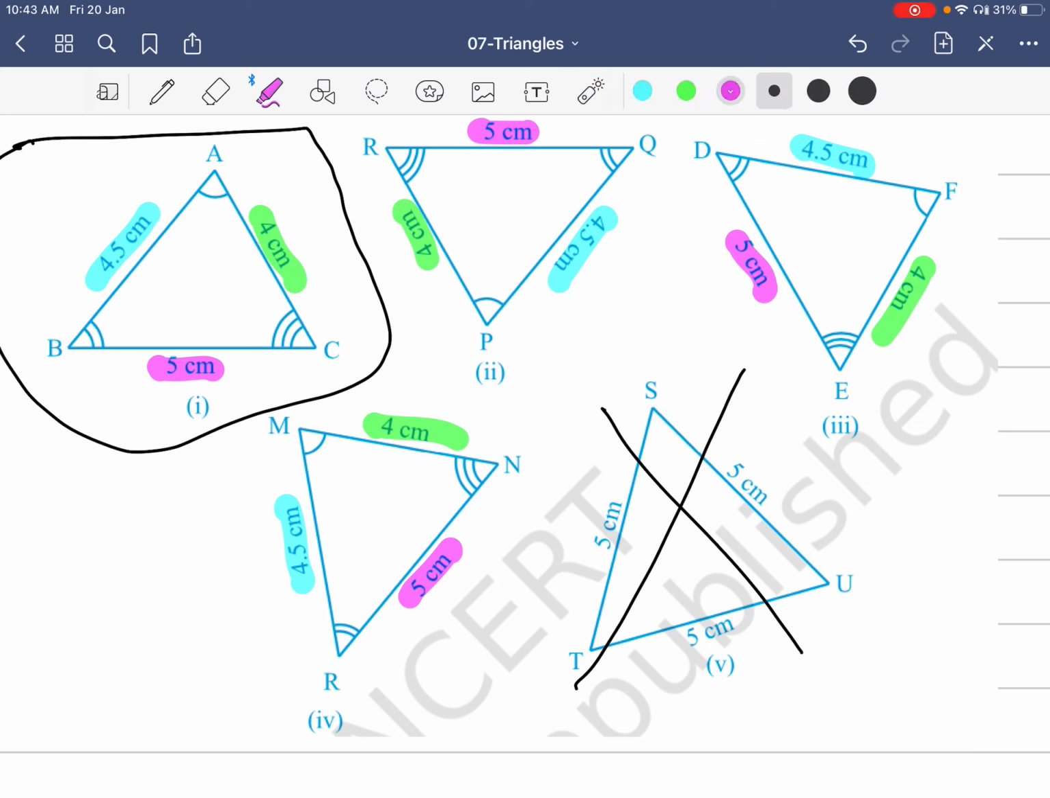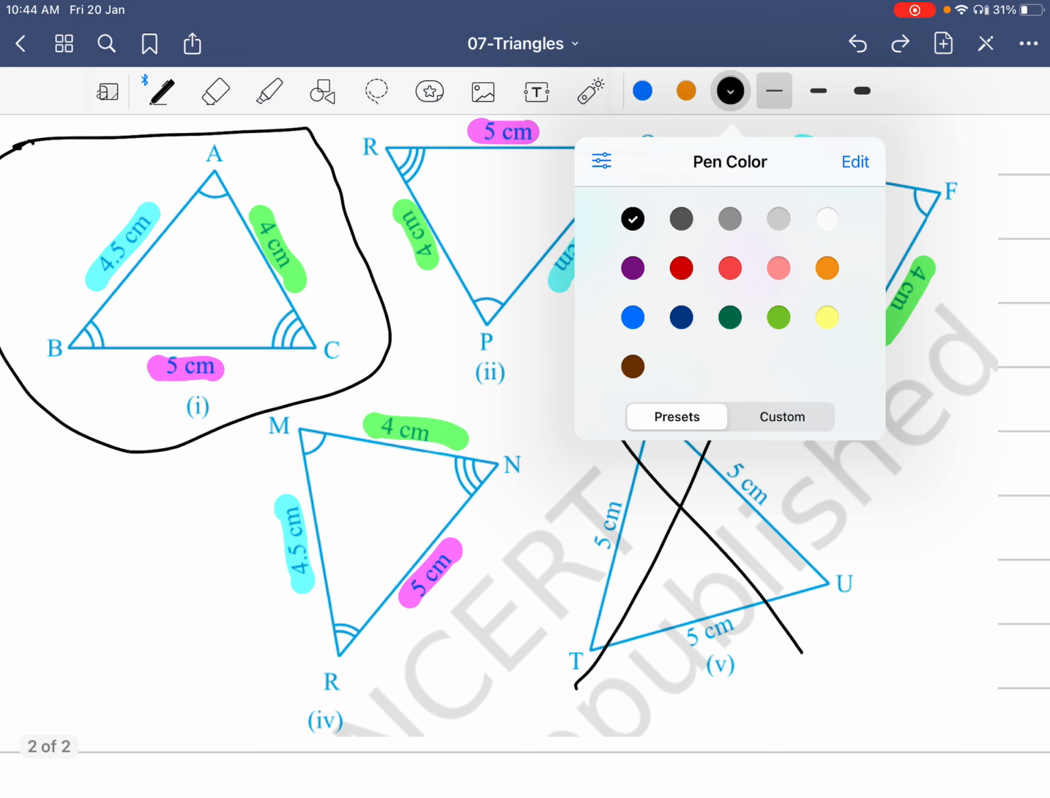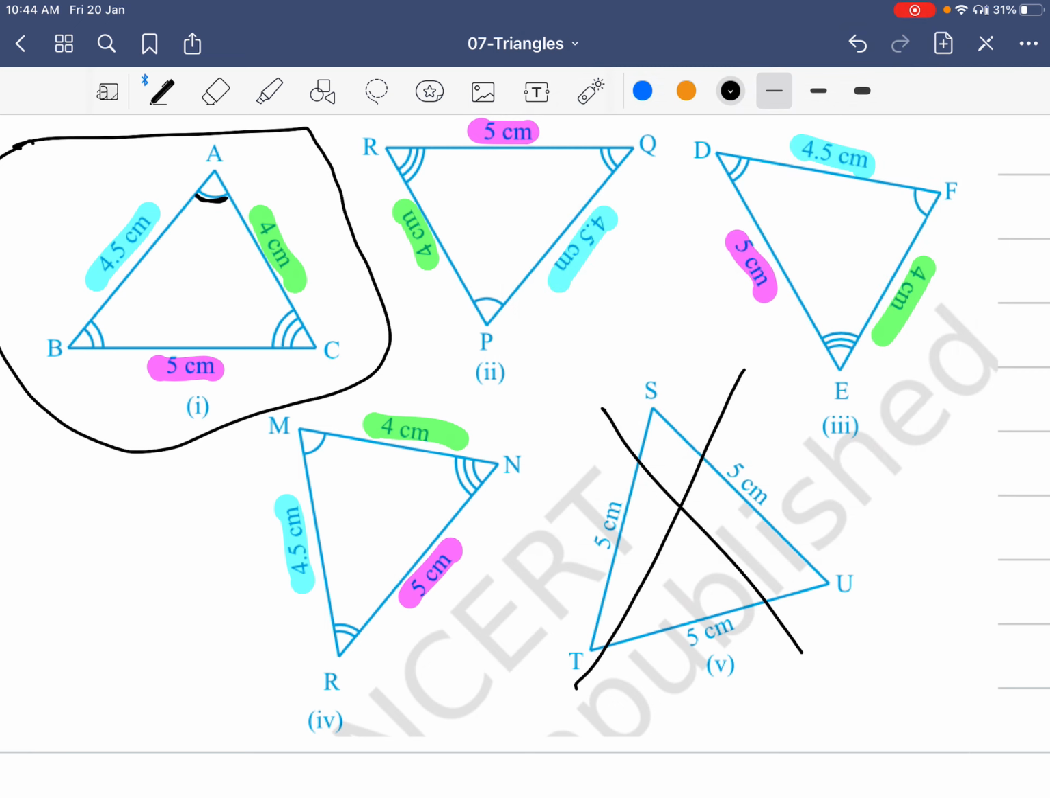Now I'm going to use again the same highlighters. So this is angle A. Let me first point out an important point: as you can see in angles, this is one line, these are two lines, and these are three lines. These lines, one line, two lines, and three lines, indicate the measure of the angle. That is an important point to be understood. I'll just erase this.